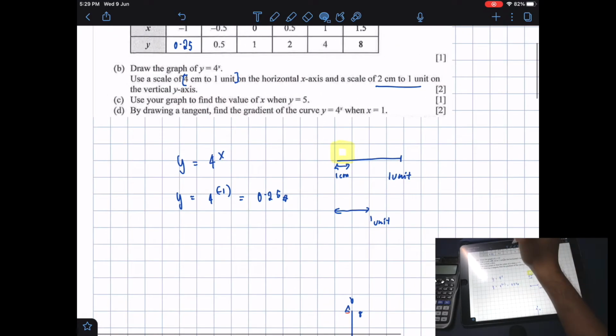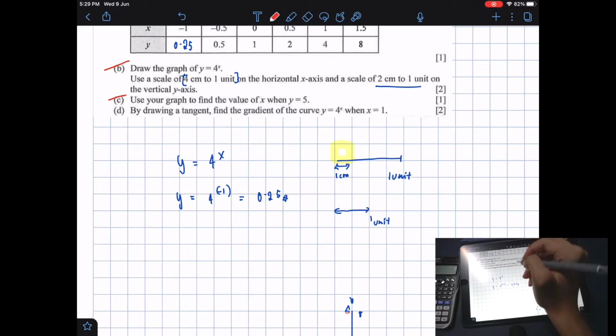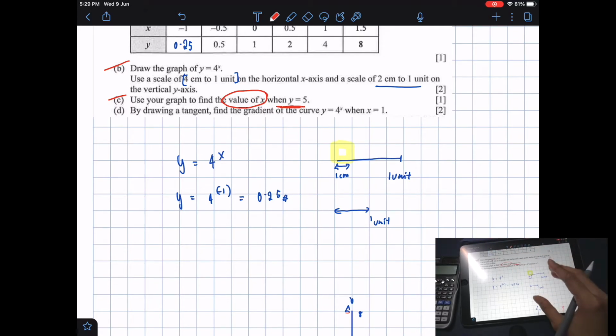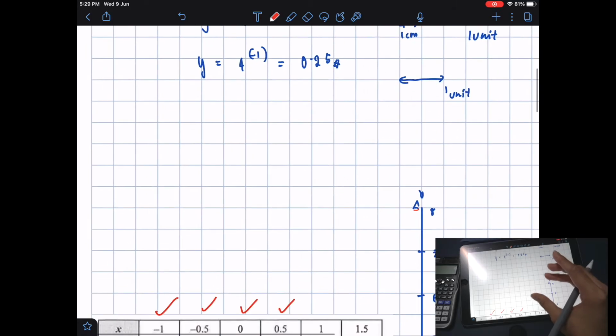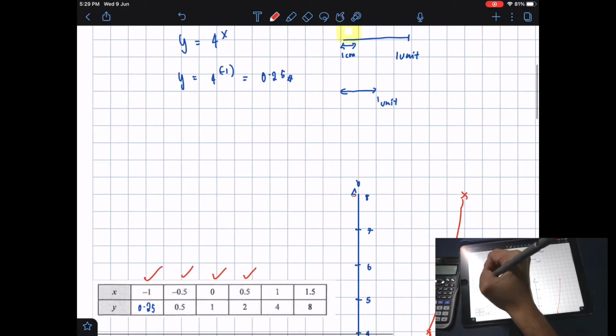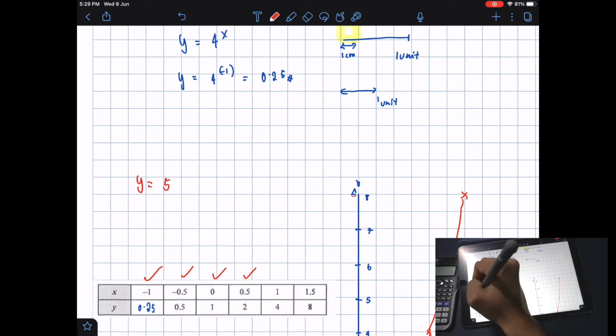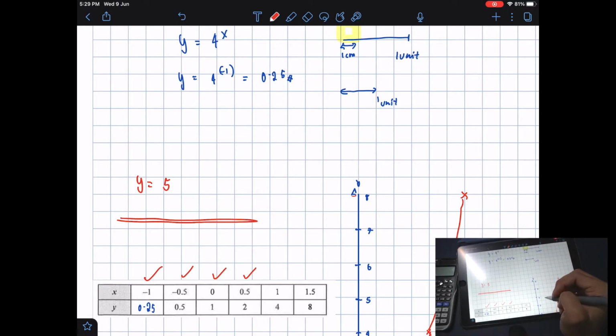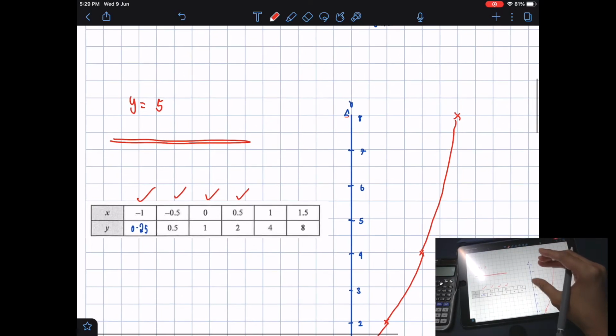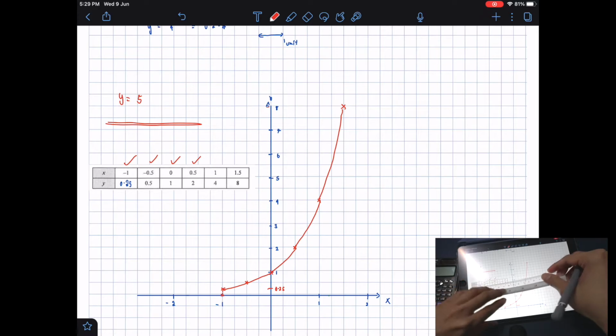For the next part of the question, it asks for the value of x when y is 5. At this point, we need to know what y equals 5 means. For y equals 5, it means that it is just a straight line. When y equals 5, it's just a straight line cutting your y-axis. So let us draw that line first when y equals 5.